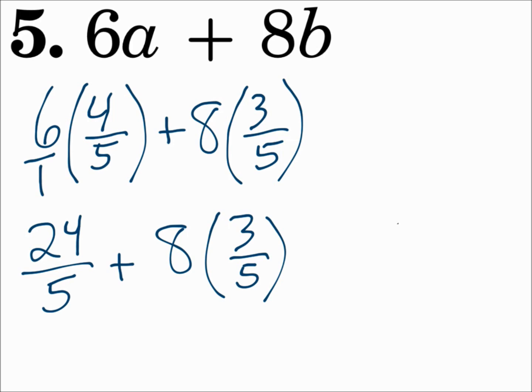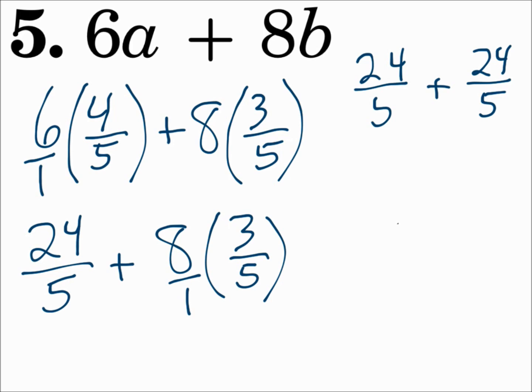Now you have addition and more multiplication. Multiply first. 8 times 3/5. Put the 8 over 1 and then multiply straight across. Another 24/5. 24/5 plus 24/5 is 48/5. Leave your answer improper. Improper answers are best.